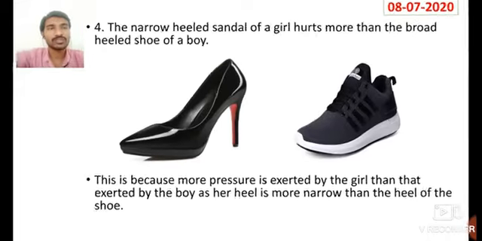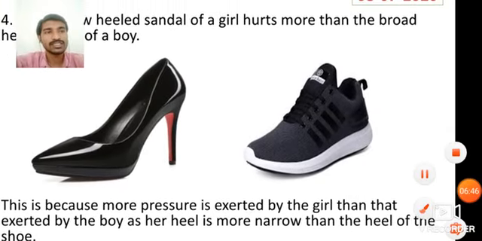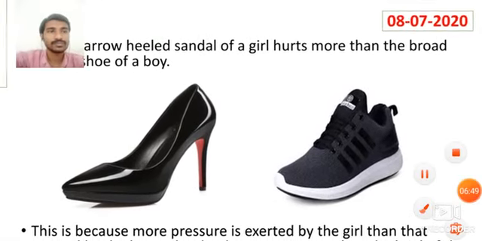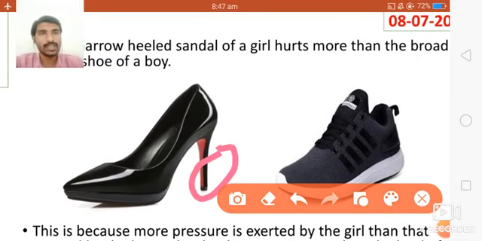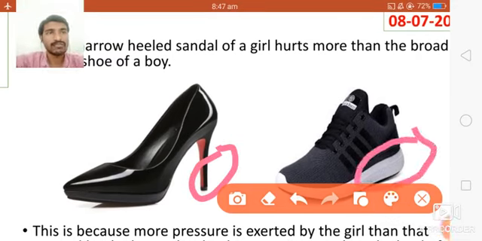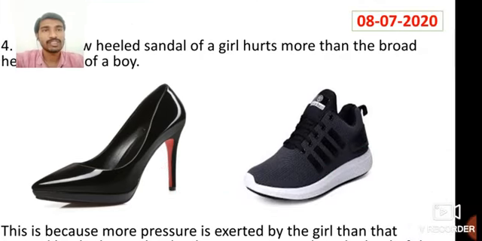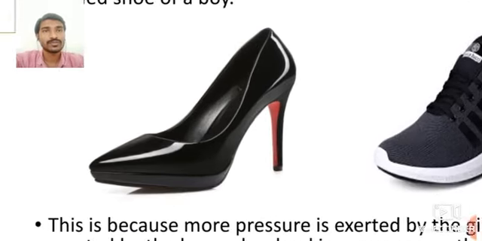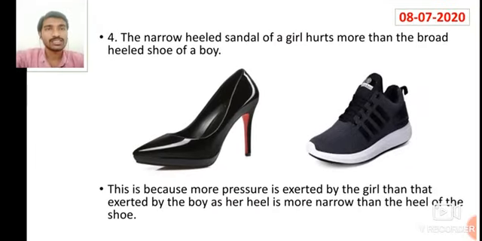Here you can see both the figures. You can see the heels here. It has a sharp edge here, but here you can see the flat end. Which has less area? The girl's heel has less area. That means in which case is the pressure more? In the girl's heels, the pressure will be more. So that is the reason we have given that the narrow-heeled sandal of a girl hurts more than the broad-heeled shoe of a boy.